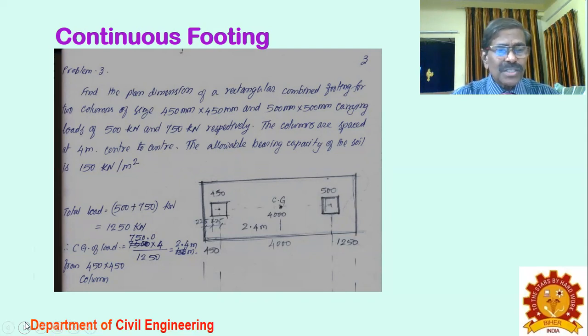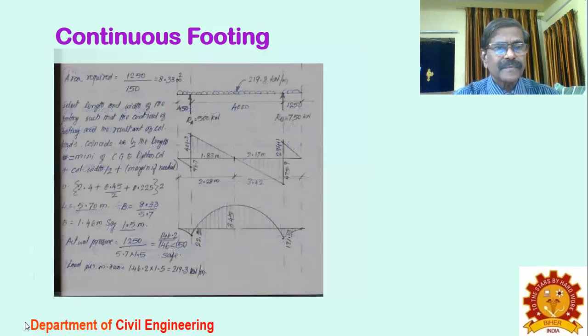So you can find out the CG of the columns, which is 2.4 meters. Then the area required, total load by SBC, you get 8.33 meter square. You have the spread of the columns as 4 meters. Then the value of the area is known, the width is known, then the length between the columns is known. You have a margin on either side, 450 on one side and 1250 on the other side.